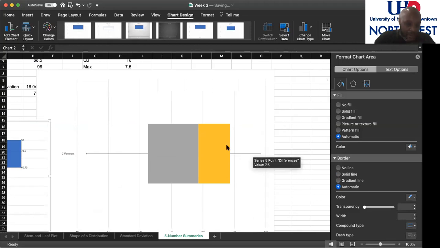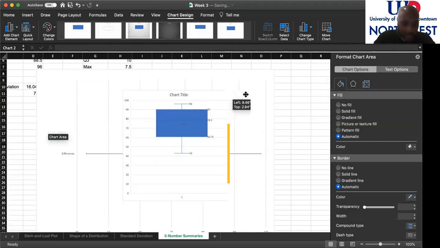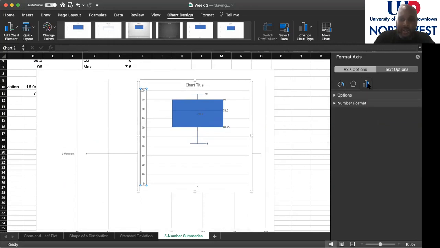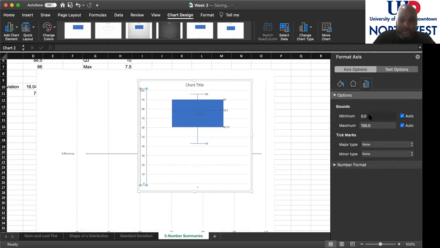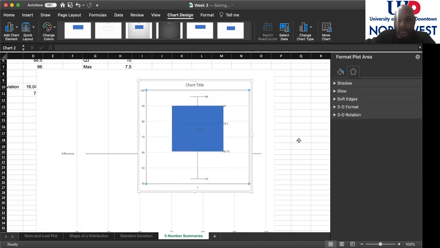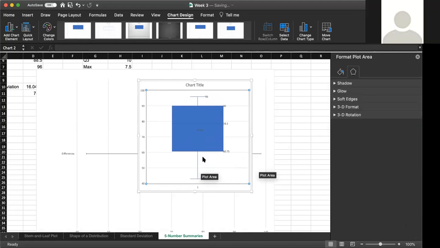You can make it there. You can also do the same thing over here with this one, with the vertical. I want to change this. Click on this axis again. Click on the axis. It'll put the box around it. You click on this one right here. Go to options. We're gonna go from 40 to 100 again. And when you do that, again, you see how you can see the skew here? There you can see the skew here. Yes. So you still have left skew distribution there.